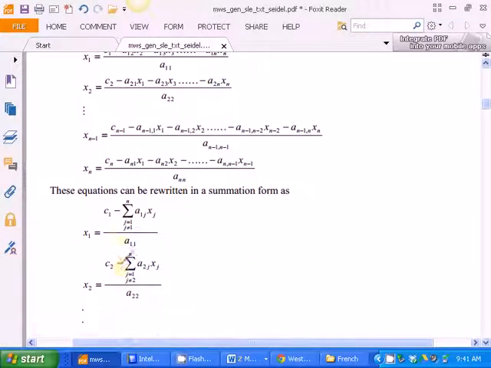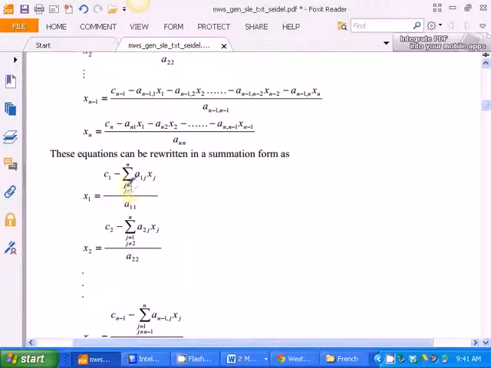I can rewrite that in summation form as follows. Notice this j unequal to 1. This summation does not include the j equals 1 term. This summation does not include the j equals 2 term, and so on. Okay, so my strategy is going to be something like this. I can't use these equations exactly because I don't know the x's. This gives me x1 in terms of the other x's, but I don't know the other x's.